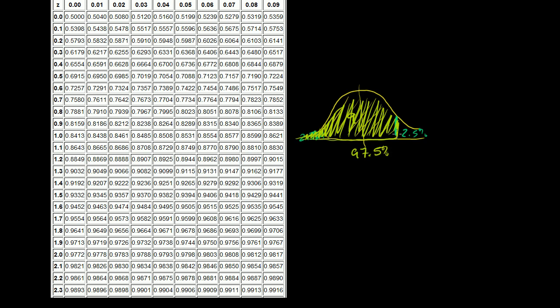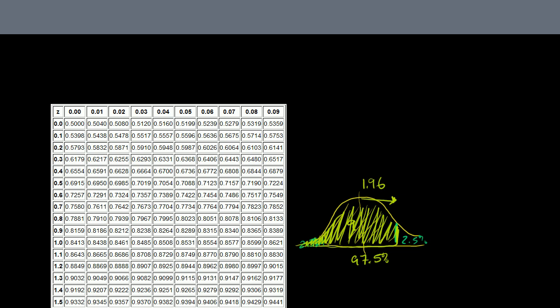97.5%. If we get this z value and then apply it on both sides, then we're going to have something that contains 95%. So let's look up the 97.5. 97.5 is right over there. And that is 1.96 standard deviations. So this is 1.96 for a normalized standard deviation, or a z-score of 1.96.